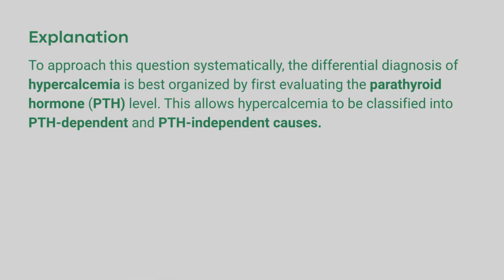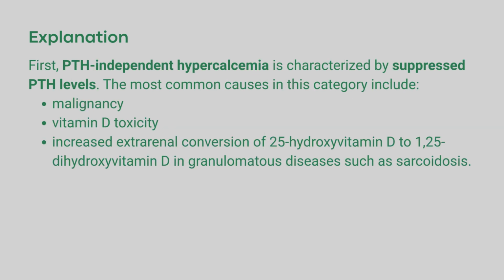To approach this question systematically, the differential diagnosis of hypercalcemia is best organized by first evaluating the parathyroid hormone, or PTH, level. This allows hypercalcemia to be classified into PTH-dependent and PTH-independent causes. First, PTH-independent hypercalcemia is characterized by suppressed PTH levels. The most common causes in this category include malignancy, vitamin D toxicity, and increased extrarenal conversion of 25-hydroxyvitamin D to 1,25-dihydroxyvitamin D in granulomatous diseases such as sarcoidosis.